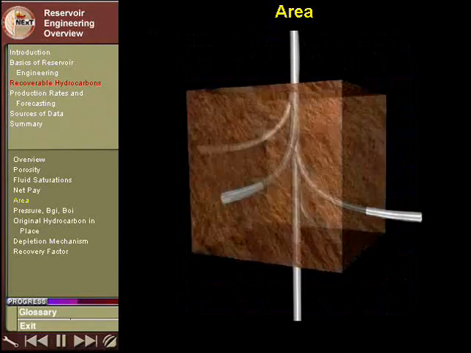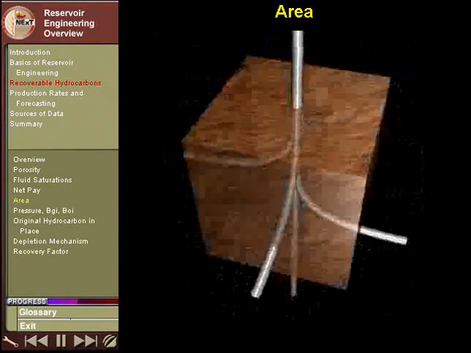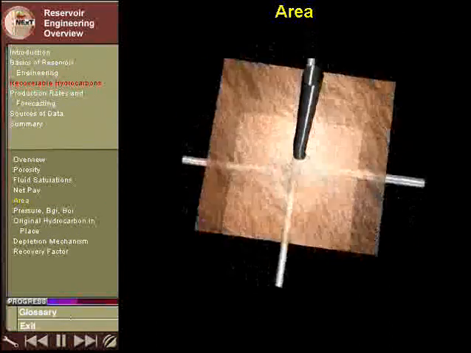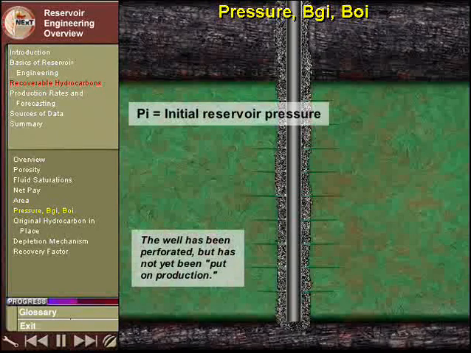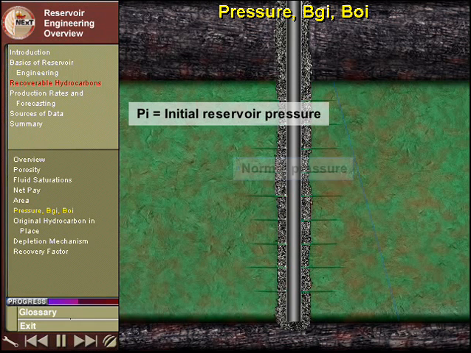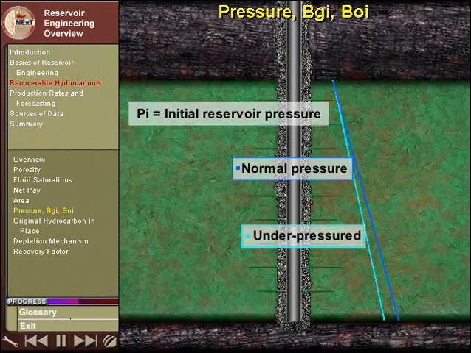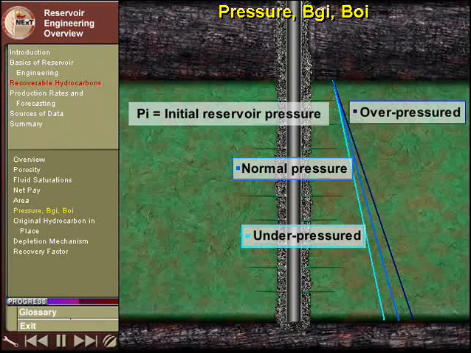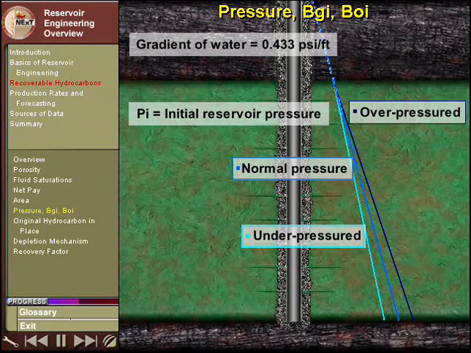Often a delineation well will be drilled and then sidetracked to gain additional information and minimize cost. The initial pressure in the reservoir is needed to determine the hydrocarbon in place. The pressure can also be used to determine if the reservoir is normally pressured, underpressured, or overpressured. A normally pressured reservoir will have a pressure that is consistent with the gradient of water at that depth.